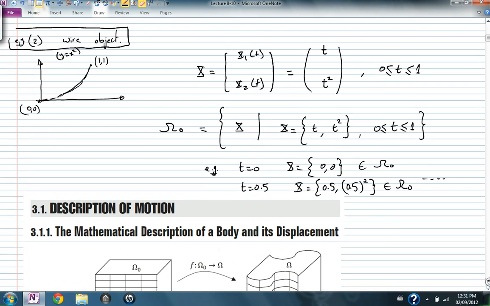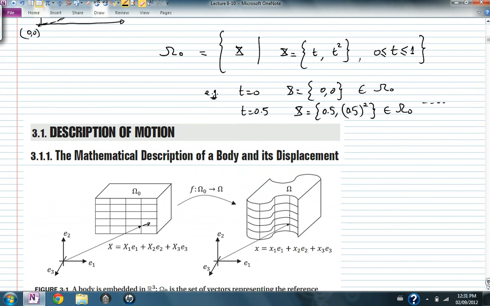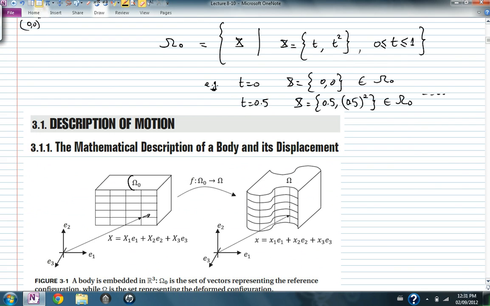So if omega naught describes the set of vectors representing the object before deformation, if we imagine that this object moves and deforms in space such that its material points move relative to each other and occupy new positions in space, we can call the new set that describes the position vectors of the object in its new position, we can describe it with the set omega.